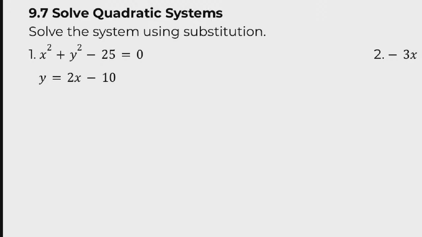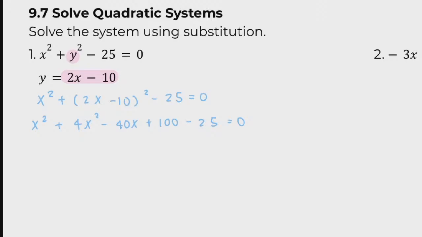So in this first one, we have x squared plus y squared minus 25 equals 0 and y equals 2x minus 10. And we want to solve by substitution. So that means we're going to plug in 2x minus 10 for y in the first equation. So then we get x squared plus (2x minus 10) squared minus 25 equals 0. Next, we're going to multiply out (2x minus 10) squared, and that's going to be 4x squared minus 40x plus 100 minus 25 equals 0.